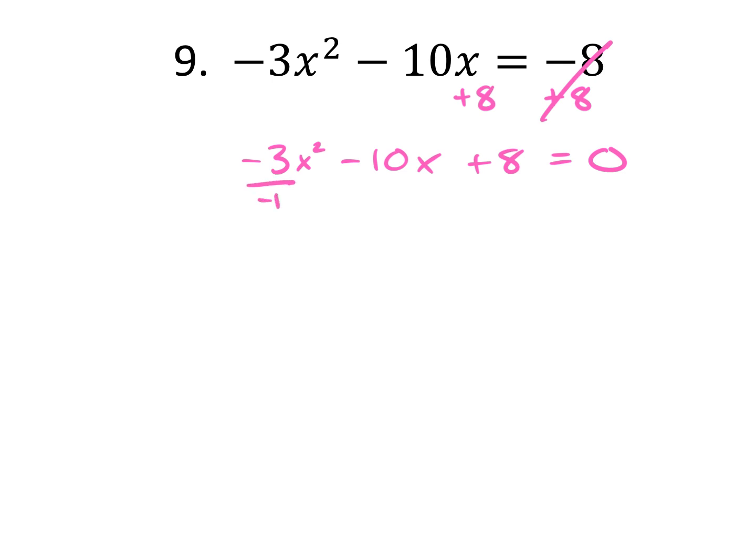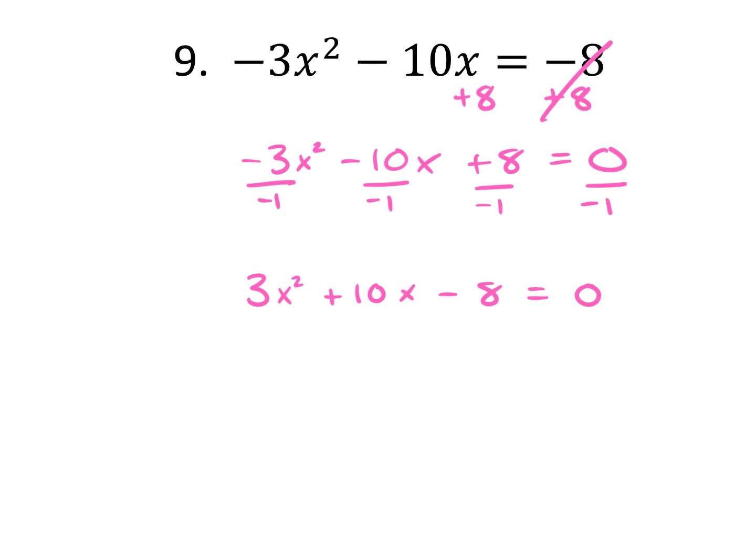It's not fun to factor when your leading coefficient is negative. So you can divide everything by negative 1. Just flip the signs of everything. In the beginning, you could have added 3x squared and added 10 to move it to the other side, and you'd end up with the same thing. But let's divide everything by negative 1. Let's make our leading coefficient positive. So we have 3x squared, this becomes plus 10x minus 8 equals 0.